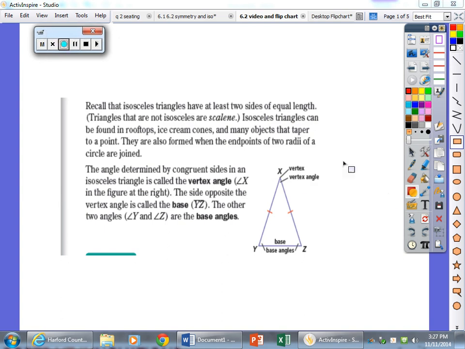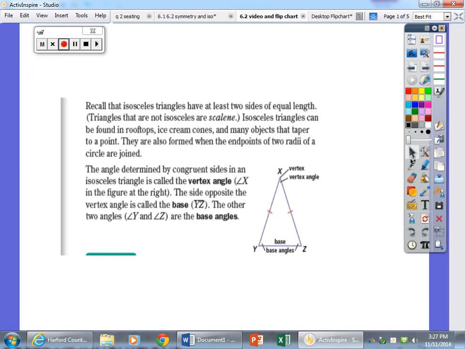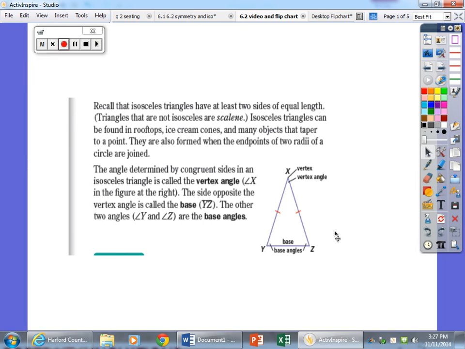Alright, we're going to look at Chapter 6, Section 2. This section is all about isosceles triangles. The first thing, let's review what an isosceles triangle is. Isosceles triangles have at least two sides of equal length. So if you notice at this one, this side is equal to this side.